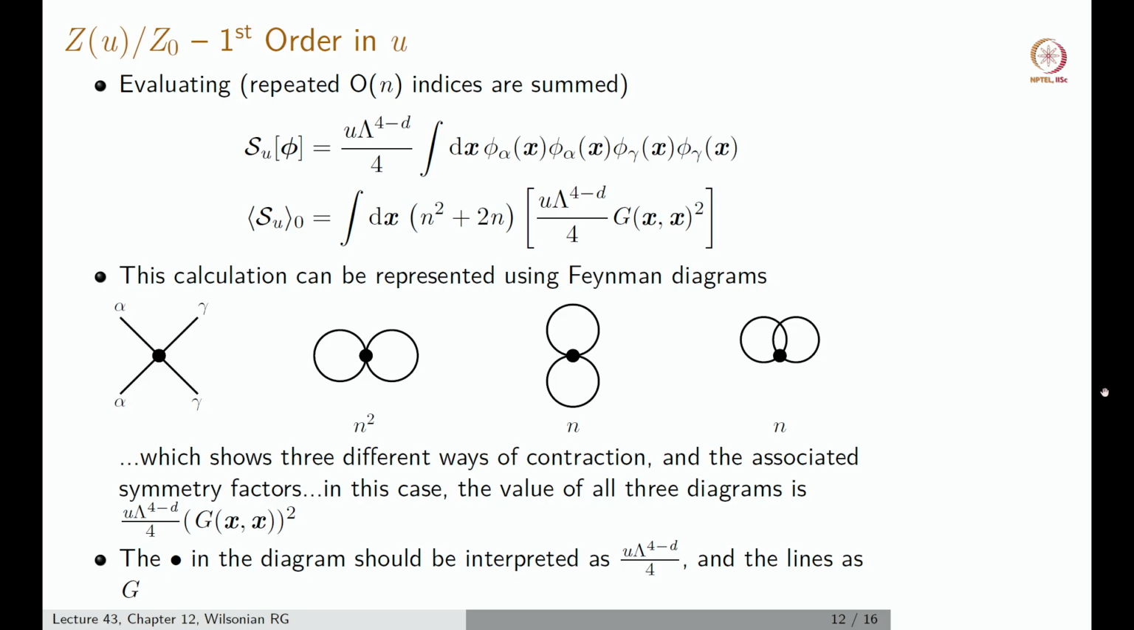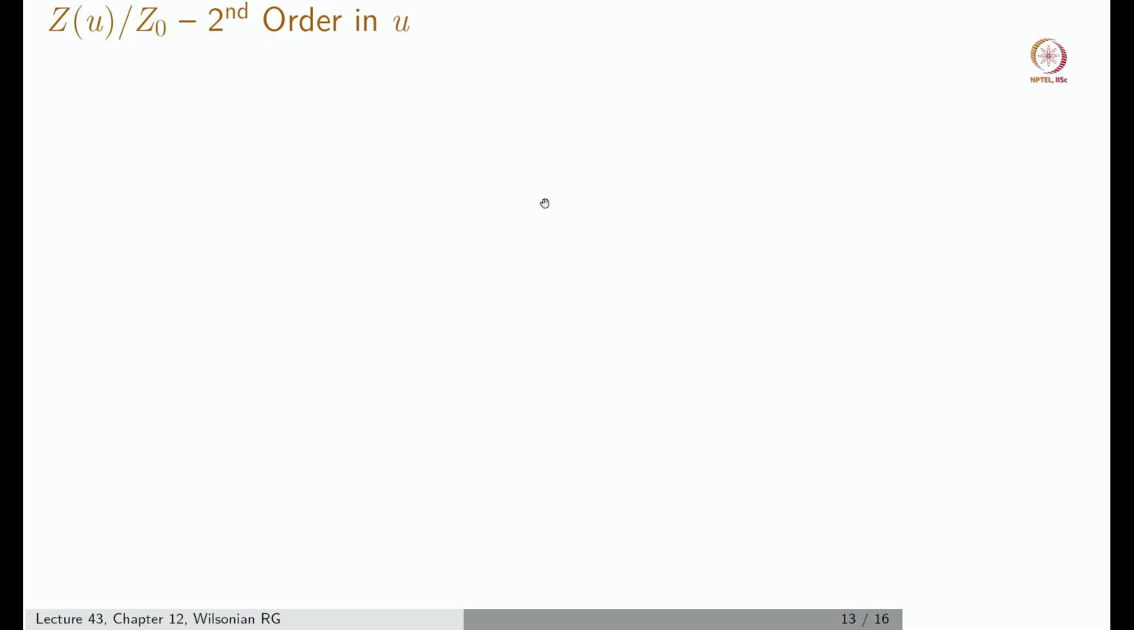Okay, so this is very good. We have actually computed the first correction to the partition function, because if I get this expectation value of S0, I've got my first correction to the partition function to order u. Of course you don't want to stop here, you want to see whether you can push forward. So let's try to go to second order in u.